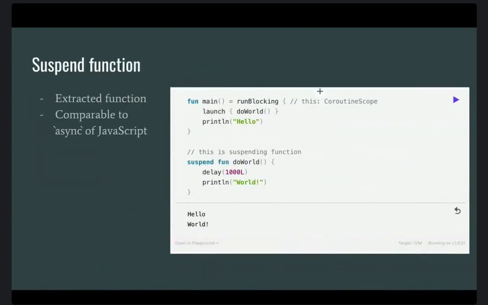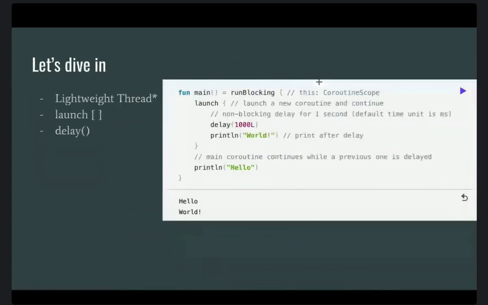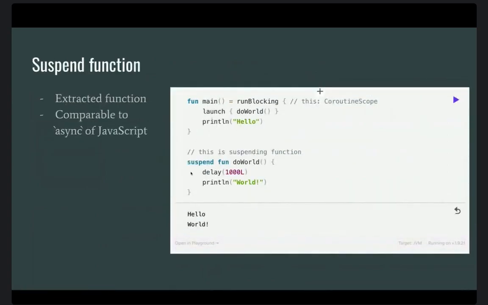Okay, so now suspend functions. Basically, whatever we were doing here, like delaying and then printing, we can extract that out and call it a suspend function, because it is essentially suspending the execution of this coroutine here. So it is the suspend keyword. I think it's comparable to async in JavaScript, right? Seems like it. Yeah. So basically just the same thing. We are extracting out that functionality, and a suspend function can be called only from a coroutine.